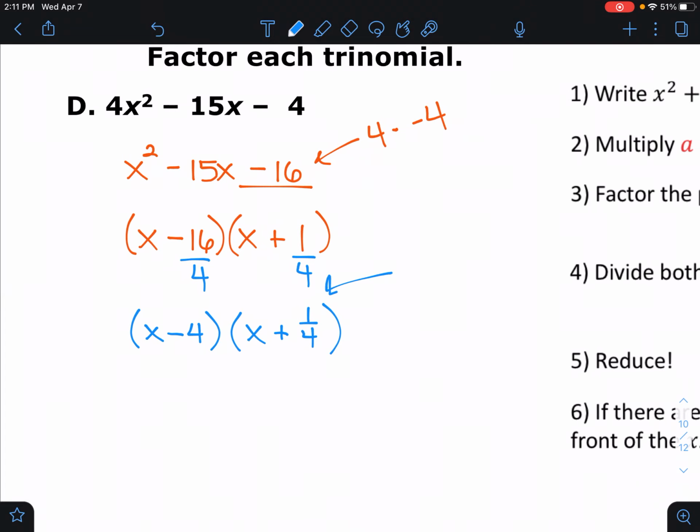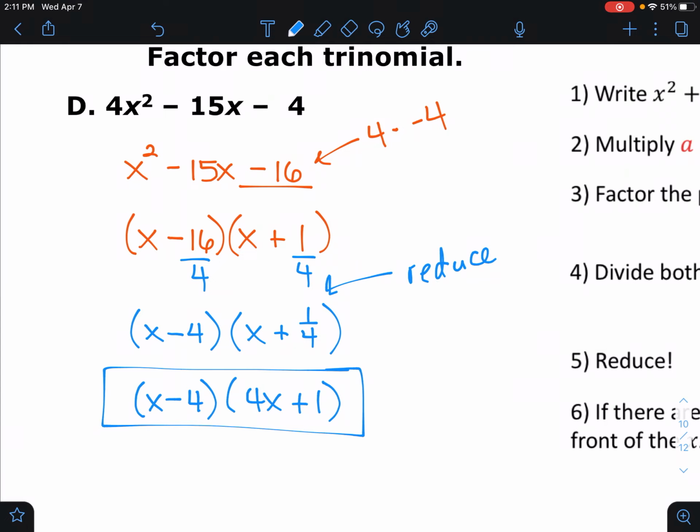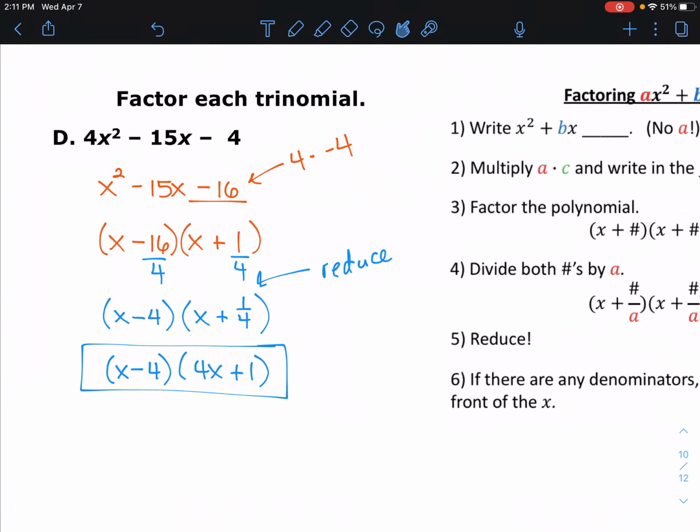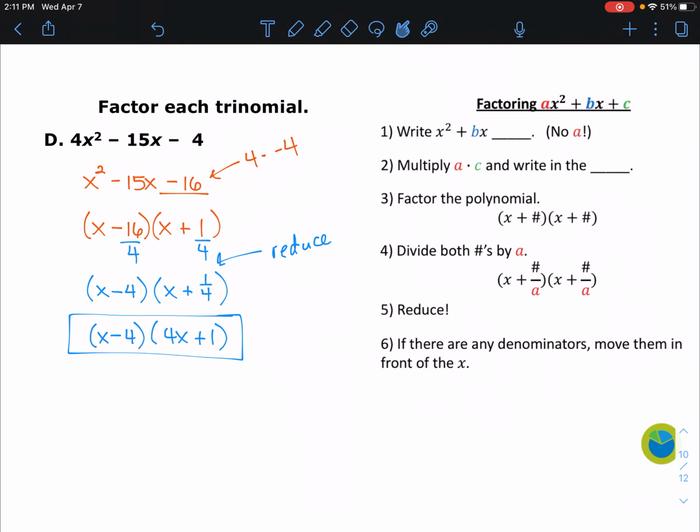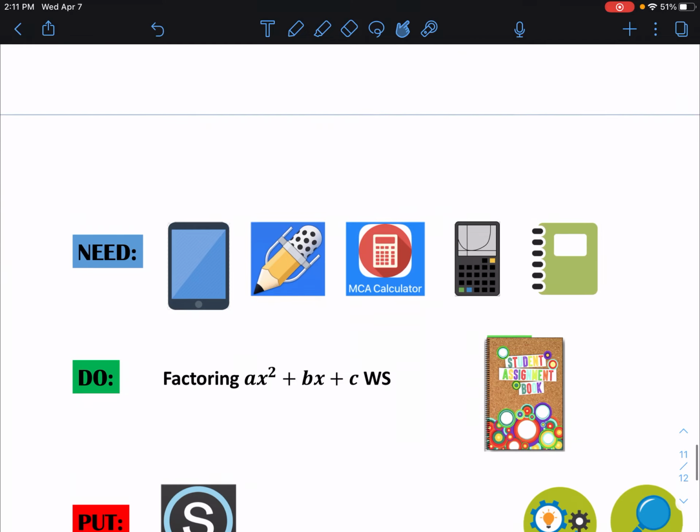Okay, don't forget that reduce part. That's important. That's step 5. All right, now I do have a remaining denominator. In this case, this one is good, but over here I've got a 4. I'm going to move that in front. And this is my answer. All right, so again, if you follow these steps, you should be good. That's how you factor ax² plus bx plus c.